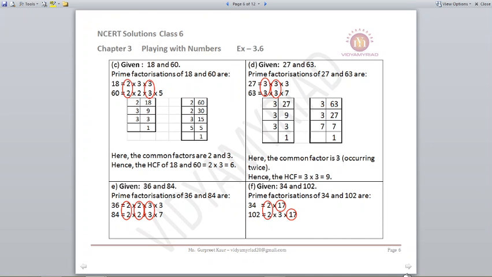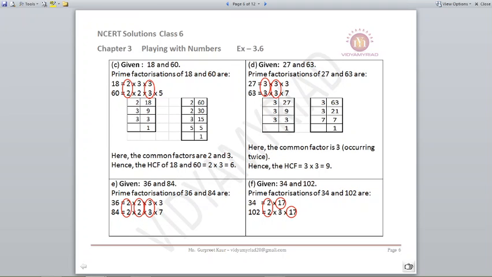Next, part C, 18 and 60. The factors of 18 are 2 into 3 into 3, and 60 will be 2 into 2 into 3 into 5. In both cases, again we have 2 and 3 common. So the HCF becomes 2 multiplied by 3, which is 6.